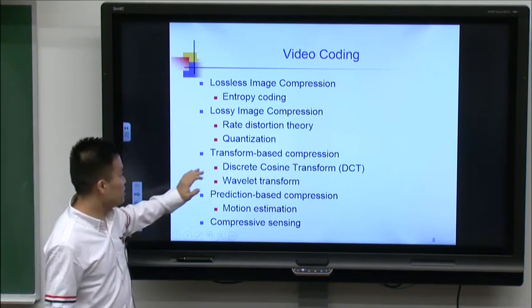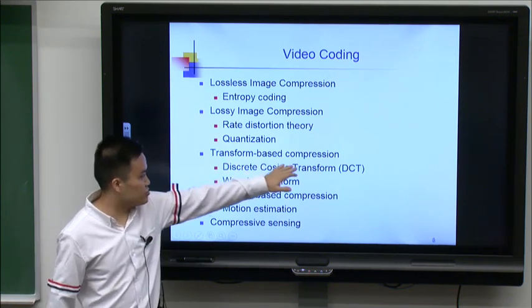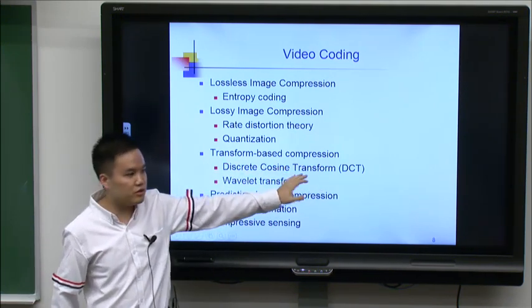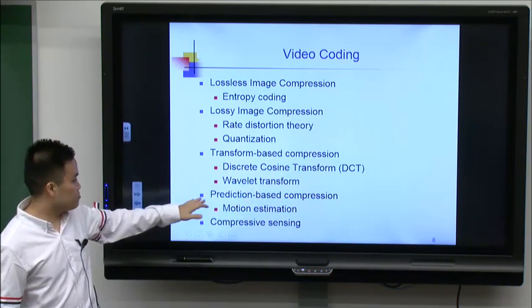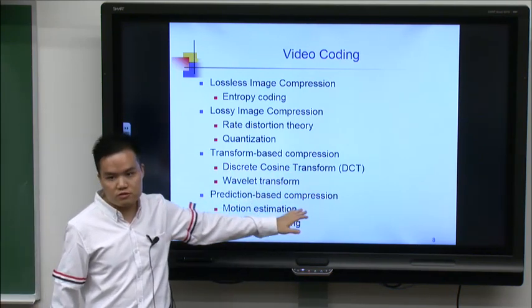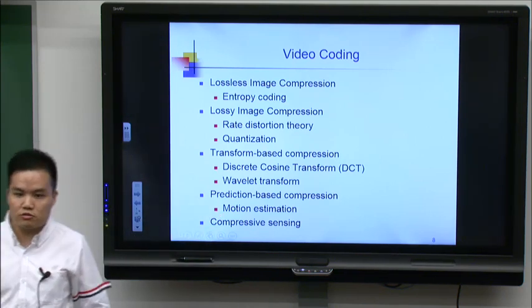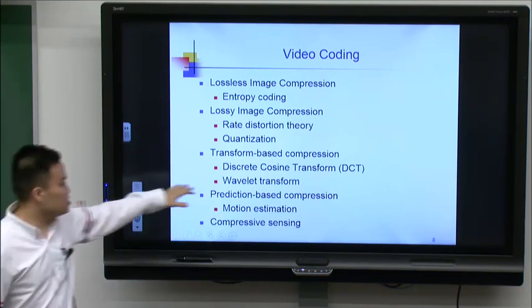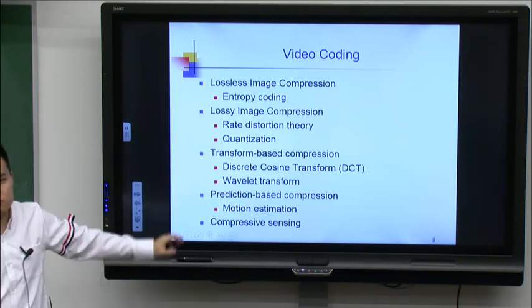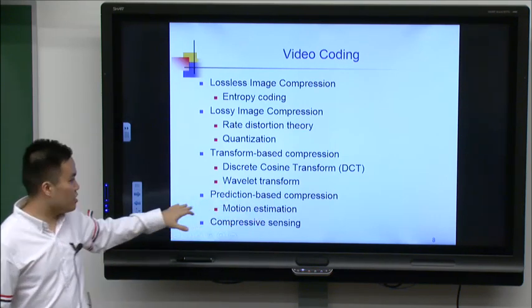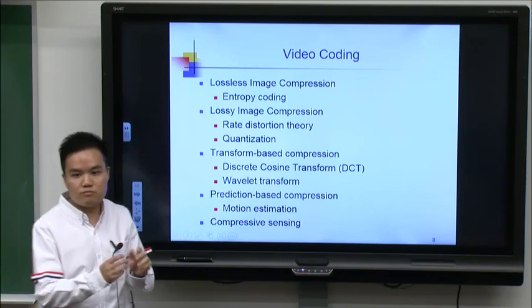And another thing is transform-based compression. I already mentioned the DCT, right? This is used in JPEG. And there is prediction-based compression. This is widely used in video coding. For example, there are advanced video codings. They not only use DCT to compress the pixels, but they can also extract the connection between frames.